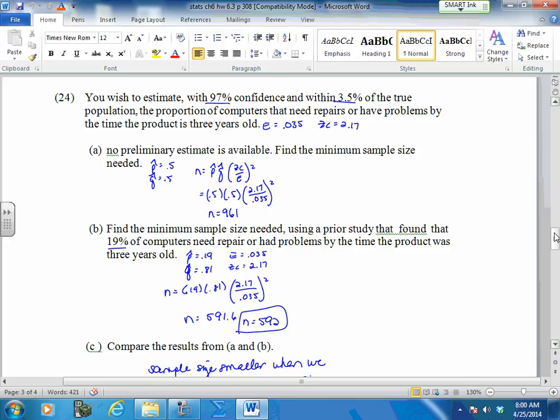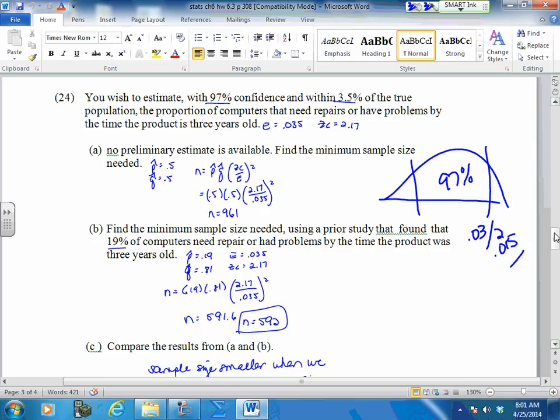Okay, so we have no preliminary estimate. We've never looked at this before, so we give it a 50-50 chance, 0.5. For the ZC for 97, again, this is 97% in the middle, so these tails add up to 3%. Half of 3%, flipped to a decimal before you divide it, is 0.015. That's your inverse norm.